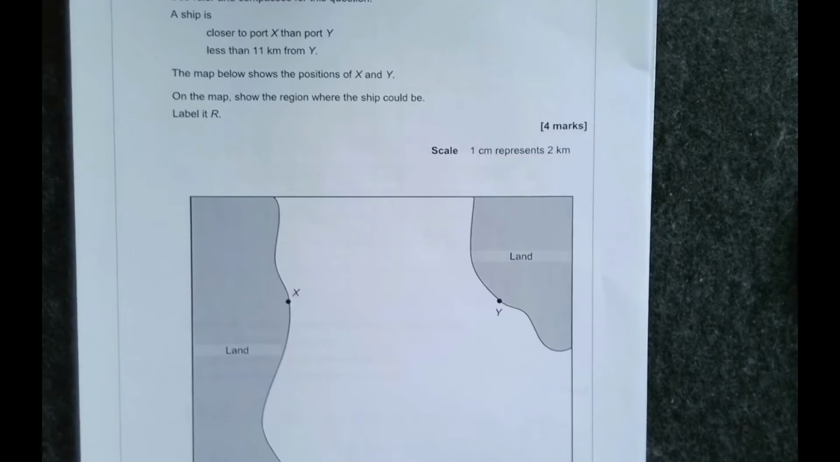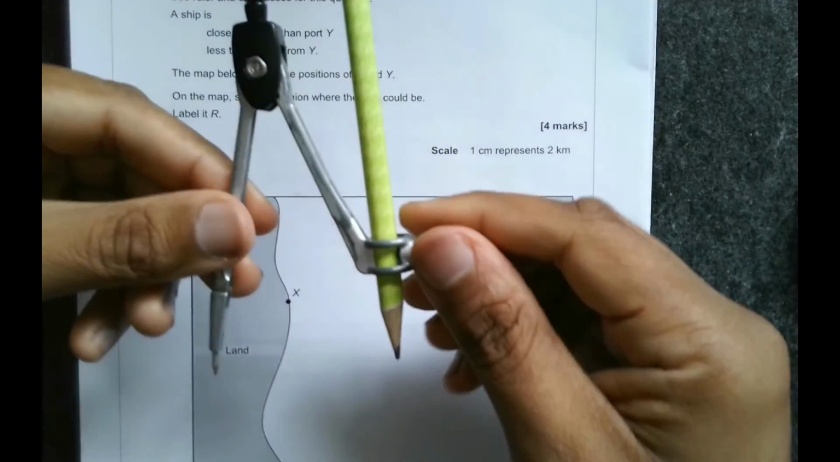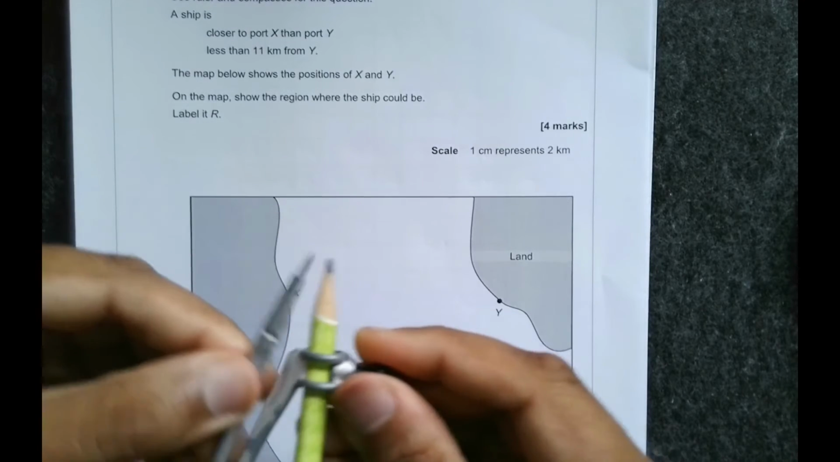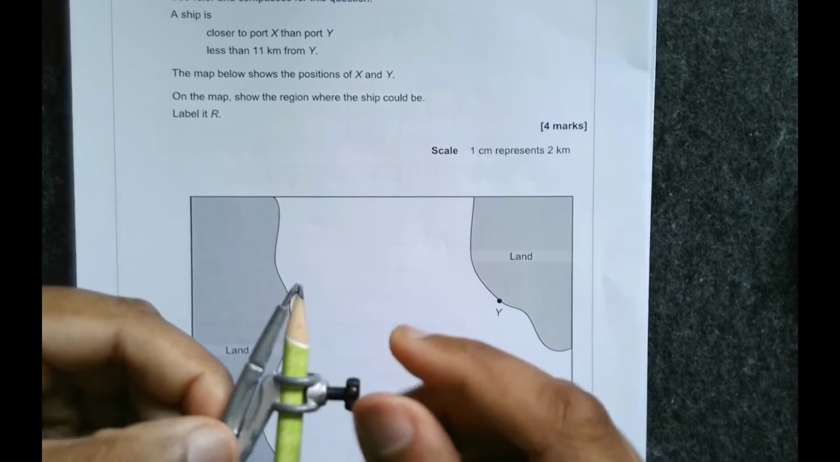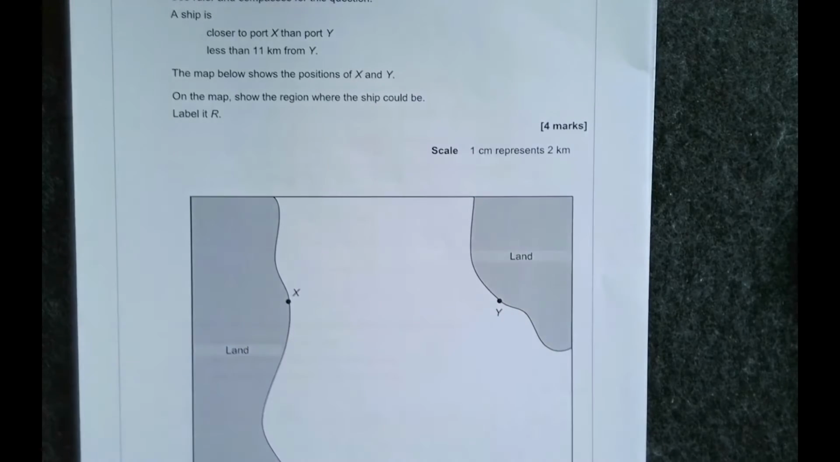So to work this particular question out, as we mentioned, to get closer to port X than port Y, what we need to do is a perpendicular bisector between X and Y. Now to do that, first of all grab your compass and your pencil. Make sure that your compass is quite stiff so that we don't have much movement when we're doing our arc, and when you close your compass, that the tip of your pencil is as close as you can to the pin of the compass.